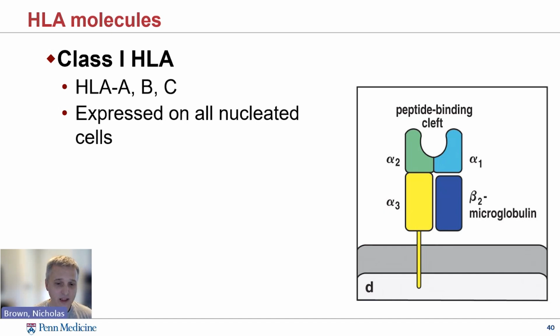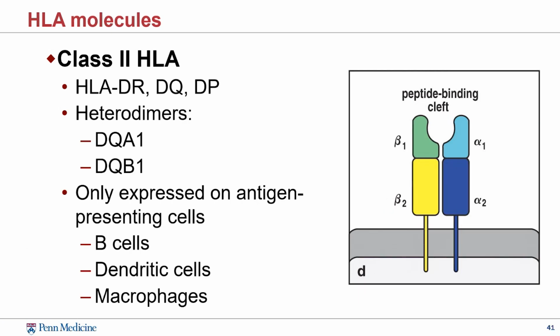Class 1 HLA molecules are expressed on all nucleated cells. So basically every single cell in the human body has a class 1 HLA on it except for red blood cells. Class 2, on the other hand, is a little bit different because now you have two separate genes from the HLA region that form that heterodimer, right? So for example here, this alpha chain of the protein would be encoded by a DQA1 gene. And this beta chain would be encoded by a DQB1 gene, right? So you have two different genes that form this functional heterodimer on the cell surface.